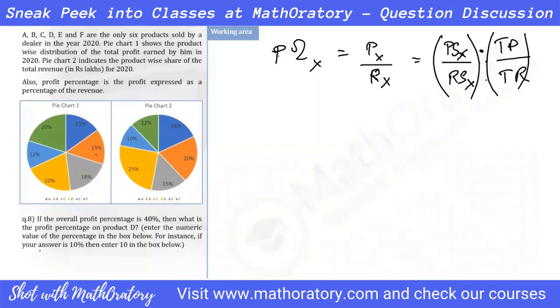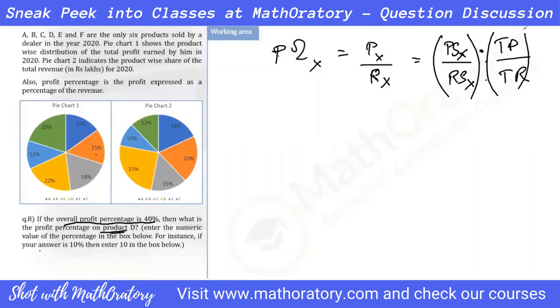Okay, this is the other way around. So this tells us the overall profit percentage is 40%. So this thing is, sorry, this thing is 40%, right? So this fraction is 2 by 5 or something. Then what is the profit percentage on product D? So all I have to do is collect this from the pie chart and put this as 2 by 5 and I'll get the answer.